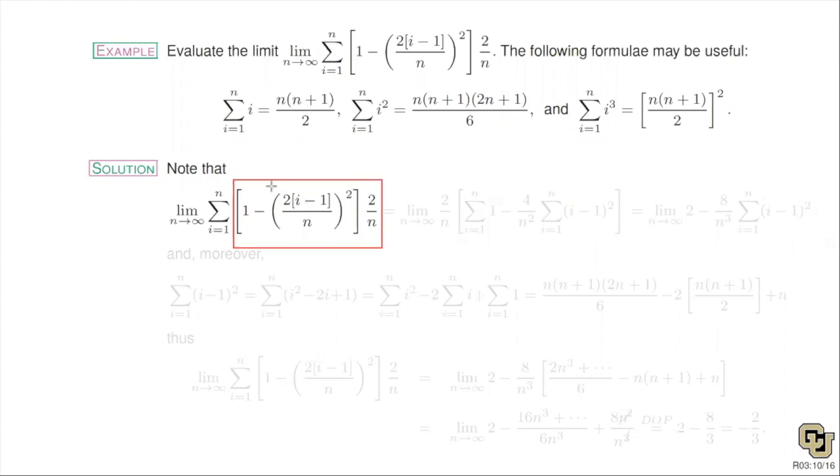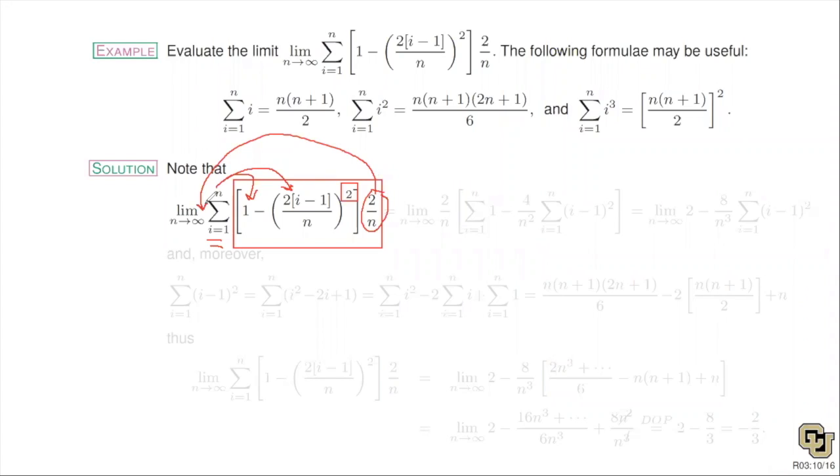And here, what I notice is there's a couple of things that can be done. This square can be distributed in this parentheses. And then this sigma can be distributed across the difference. And this 2 over n, it doesn't contain the letter i, and the sigma notation only cares about the letter i, so that 2 over n, I can actually pull it out of the sigma notation. I don't want to pull it out of the limit because it still has the n.